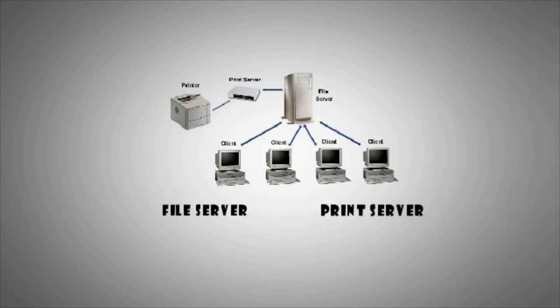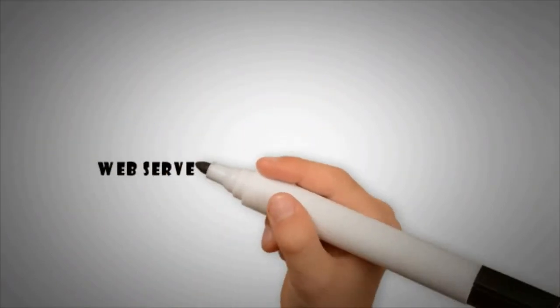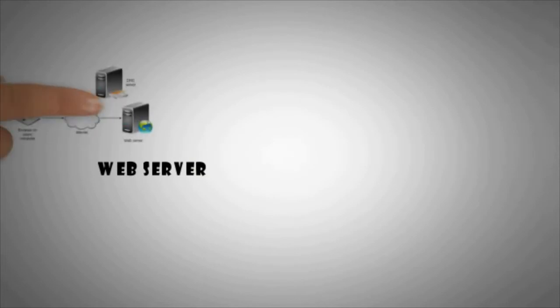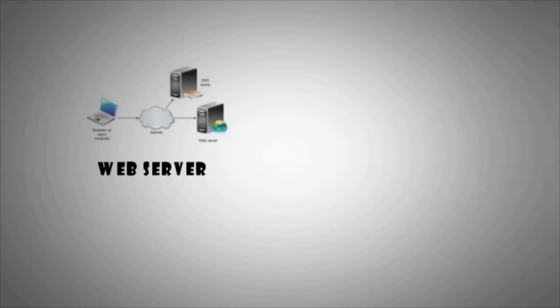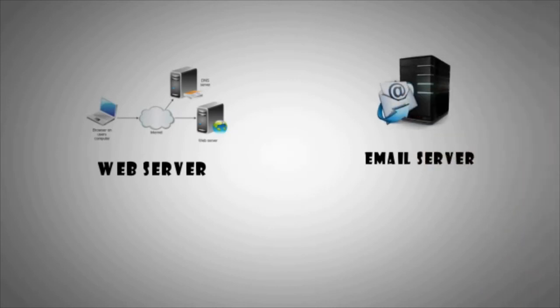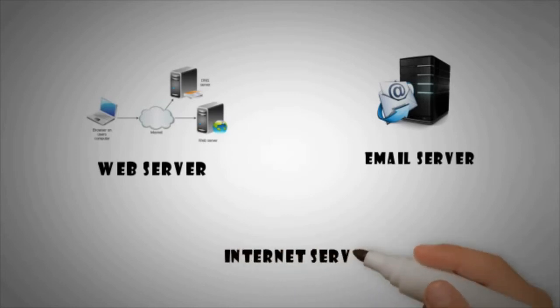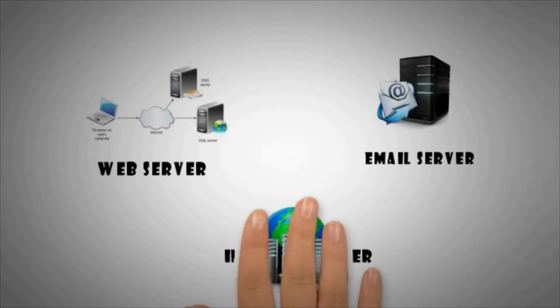Print server manages the print jobs from different computers to different network printers and manages the print queues. Web server hosts a website and publishes web pages on the web. Supports HTML, JavaScript, CGI, PHP and ASP web languages. Mail server stores, sends and receives emails over the Internet. Internet server provides Internet access.